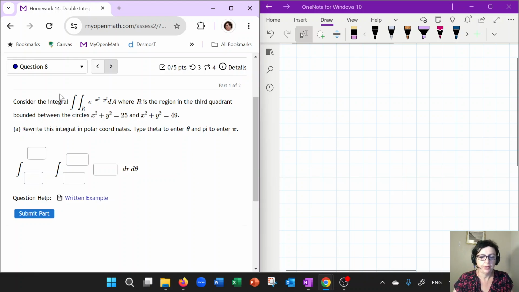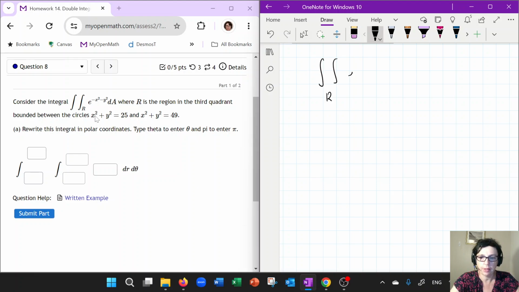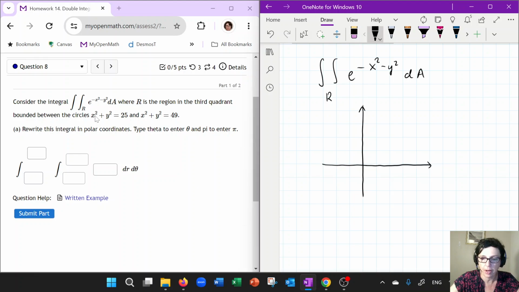Okay, guys, so in this video, we are going to take a look at one more example of using polar coordinates to compute double integrals. And in this case, we have to integrate e to the power negative x squared minus y squared. The region of integration is the region in the third quadrant that is between the circles, and it looks like circle number 1 has radius 5 and number 2 has radius 7.